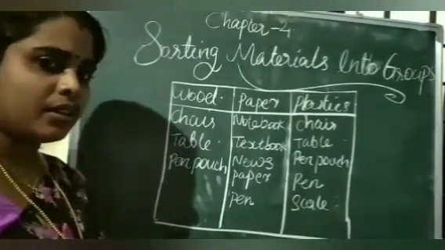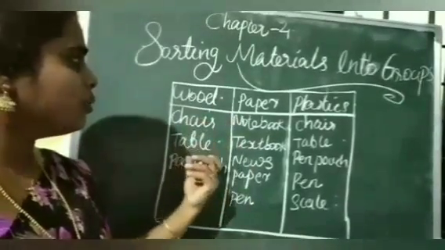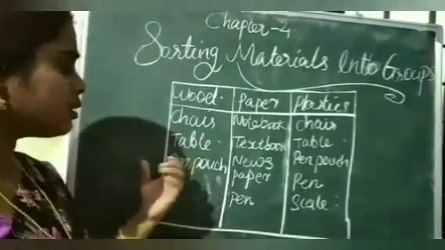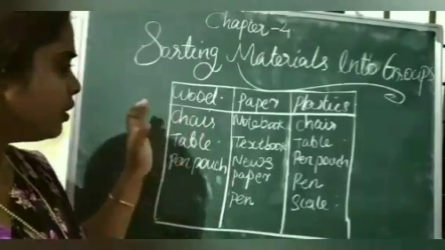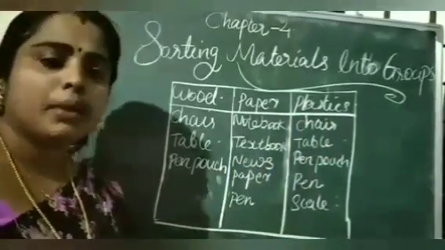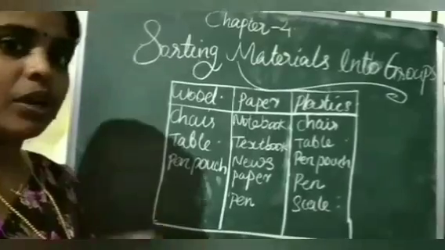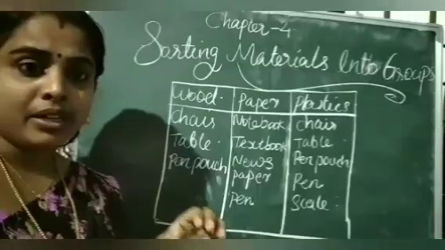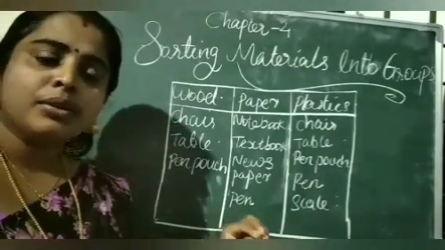So are these items there in your list also? So like this we can group the objects. Now we grouped the objects based on the materials they are made up of. So here we grouped the materials made up of wood, materials made up of paper, materials made up of plastics. So now what did you do? You sorted the materials into groups.